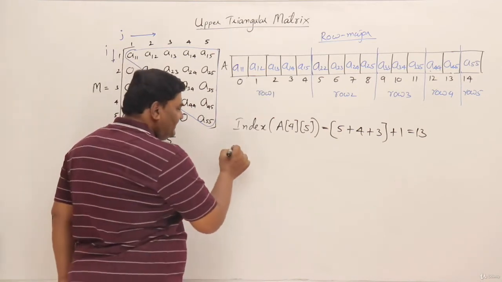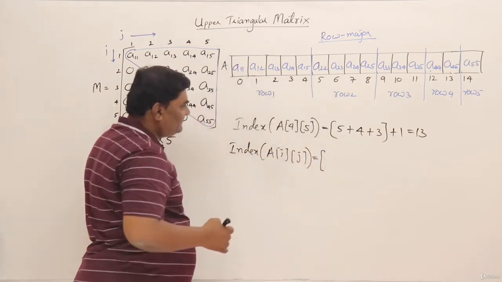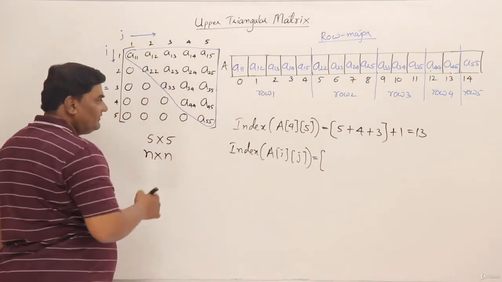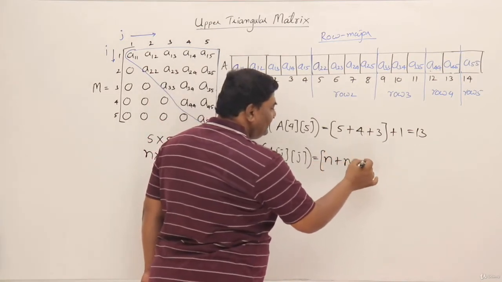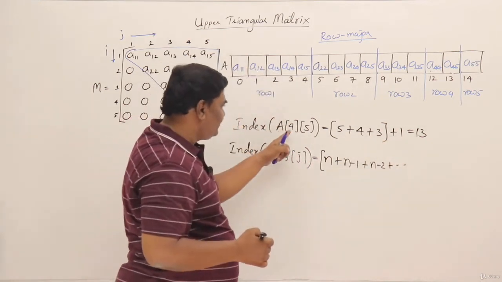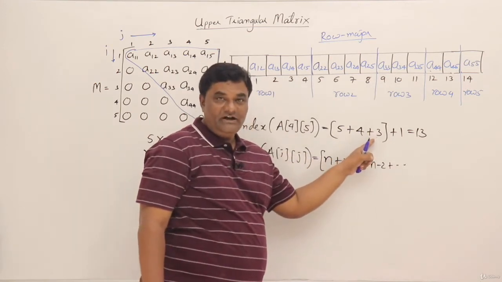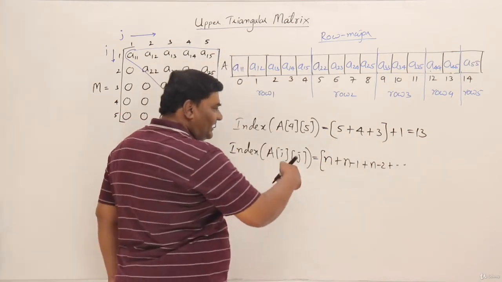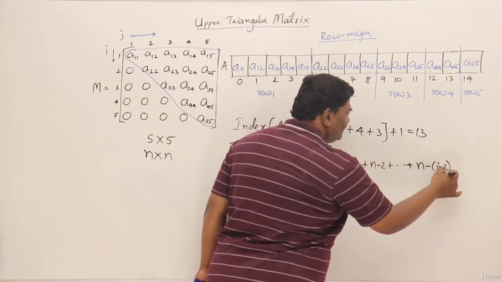So the formula for any element at index ij can be written as, see, this 5 is nothing but n. This is a dimension n cross n, or n by n. So this is n plus n minus 1, then plus n minus 2. This goes on reducing. Up to what? See, this was 4, so this was up to 5 minus 2. 5, 5 minus 1, 5 minus 2. So this should be up to n minus of i minus 2.